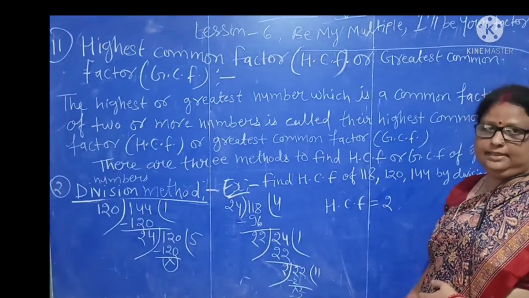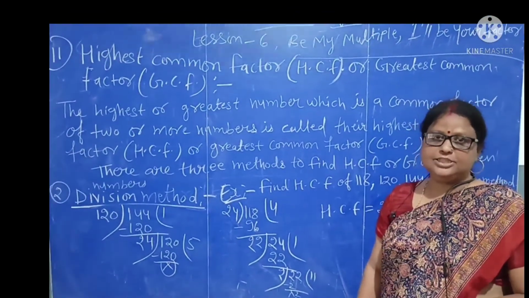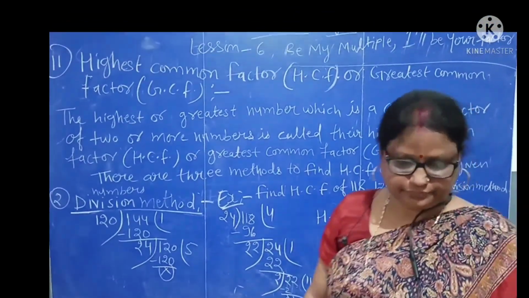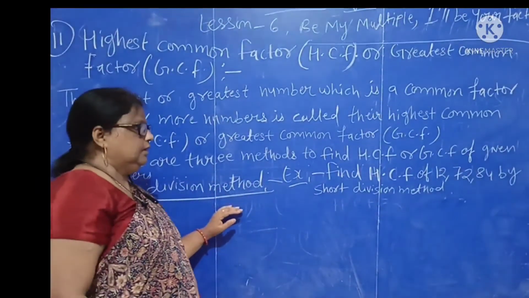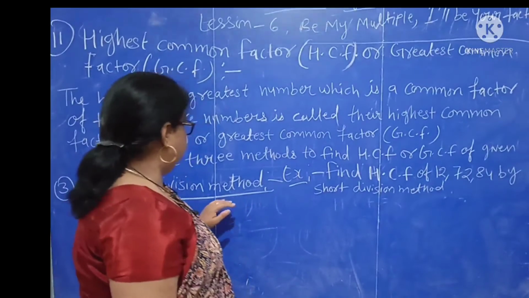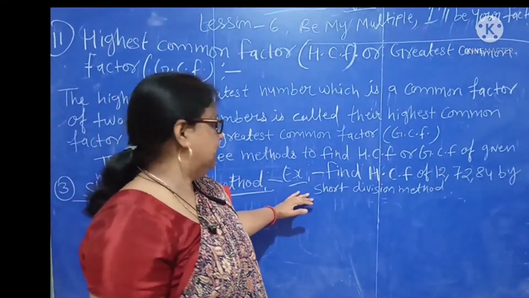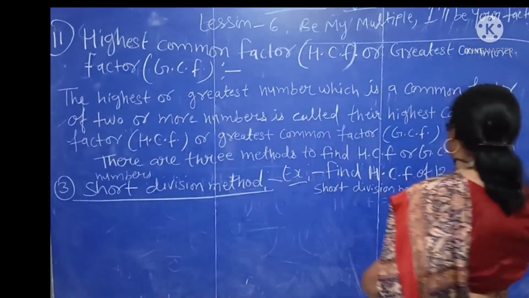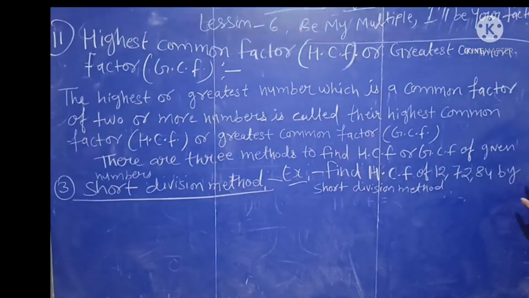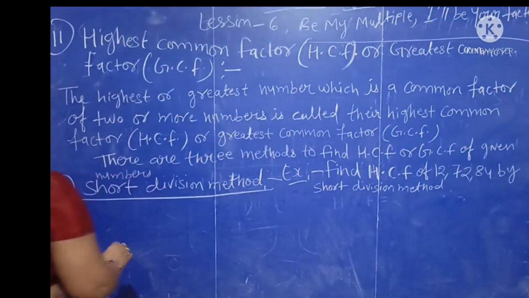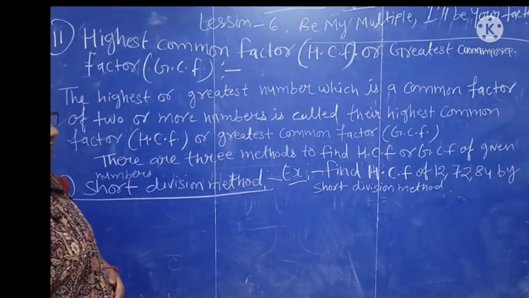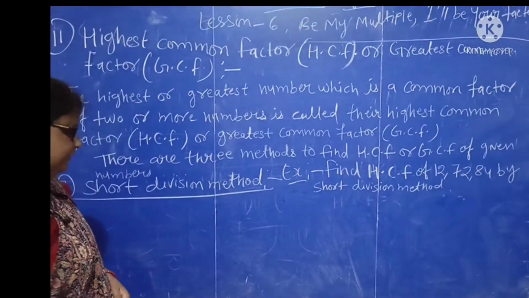Let's learn the third method. The third method is short division method. So we learn this with an example. The example is: find HCF of 12, 72, 84 by short division method. So let's find HCF of 12, 72 and 84 by short division method.